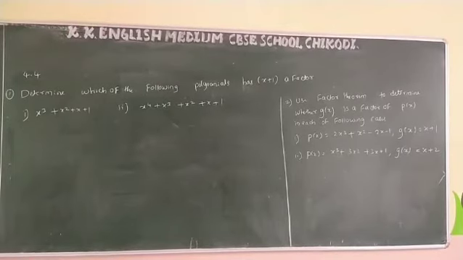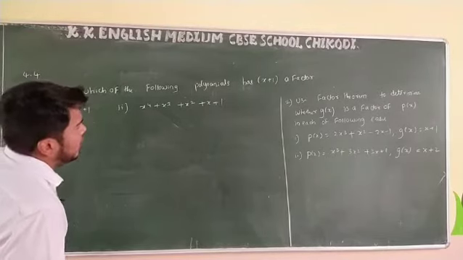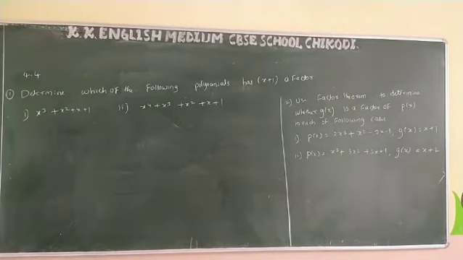So dear students, now comes exercise number 4.4. That is the first one. Determine which of the following polynomials has x + 1 as a factor. That is our first question: x³ + x² + x + 1.